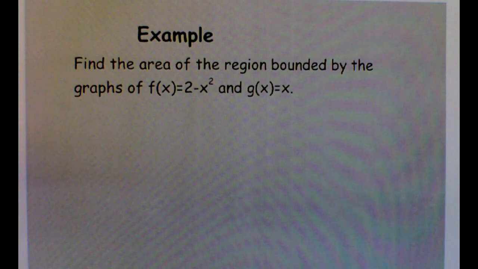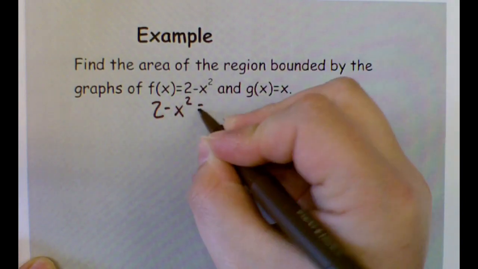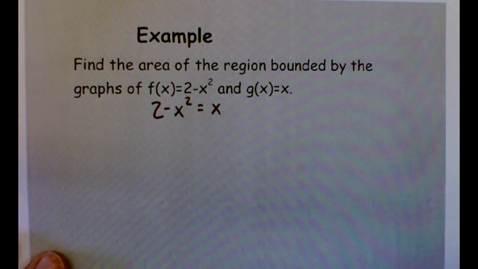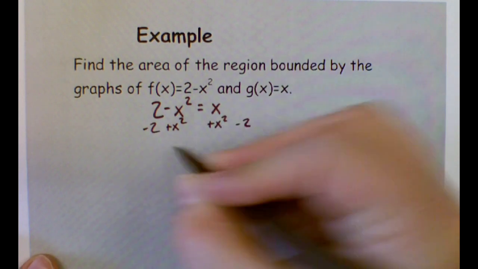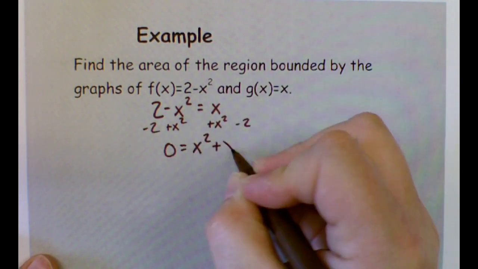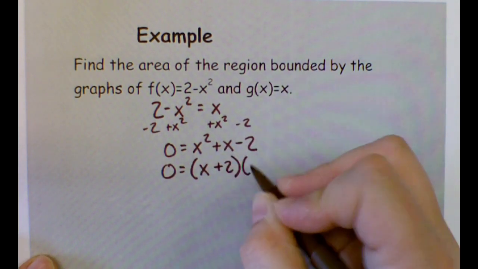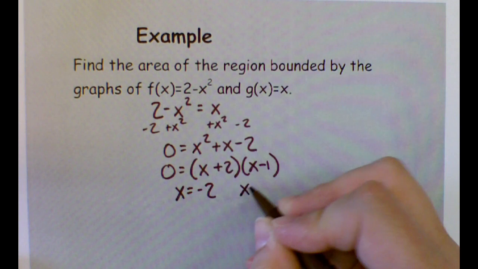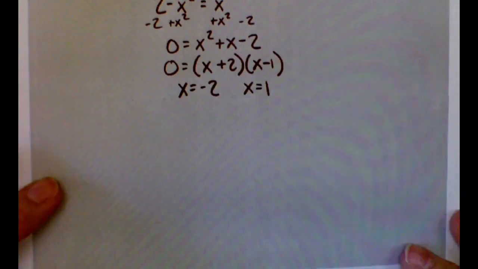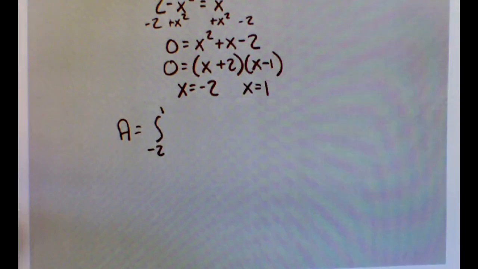So let's find the area of the region bounded by these two graphs. Well, the first step is where do they intersect? So where does 2 minus x squared equal x? All right, quadratic equation, let's add that x squared over and subtract the 2. 0 equals x squared plus x minus 2. I'll factor that. I get x plus 2, x minus 1. So they intersect at x equals negative 2 and x equals 1. So the area is going to be the integral from negative 2 to 1.